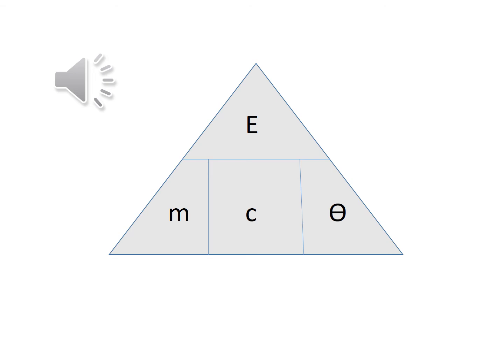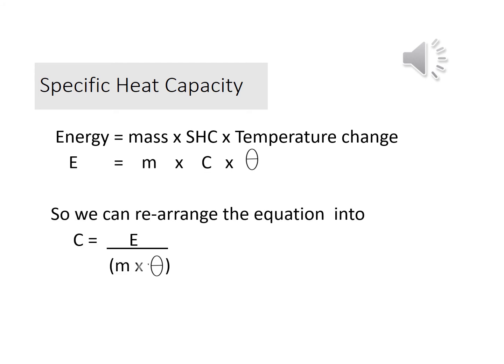So just make sure you've got that written in your books, and if you want to go that extra step, write down the 3 versions you can get from this triangle. Because we are looking at specific heat capacity, the equation that we need today is C equals energy divided by our mass times our change in temperature. Can you please just make sure you have got that particular equation in your books?